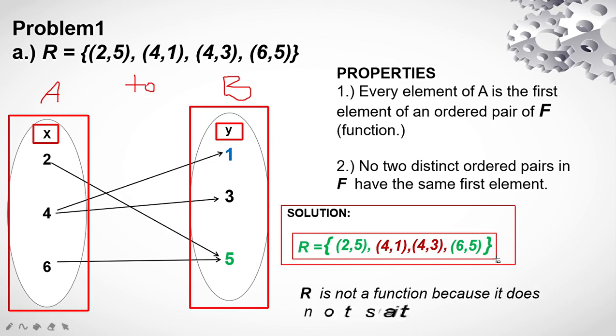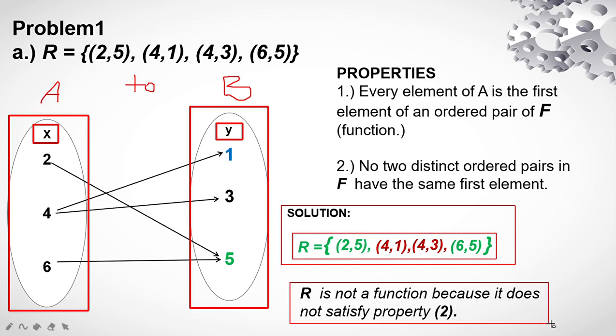Now, R is not a function because it does not satisfy property 2. Focusing on this answer: it is not a function because it does not satisfy property 2. Why? First, let us discuss property 1, because it is property 2 that is not satisfied.